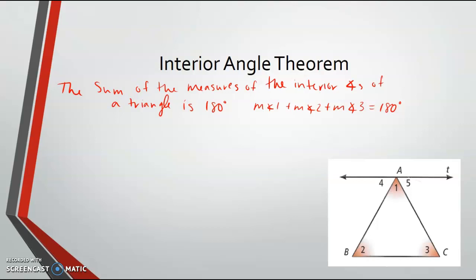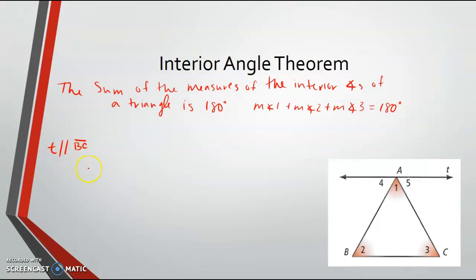Now, if you're sitting there going, but how? Why? Well, we just talked about parallel lines cut by a transversal. So using that and this image here, by the image, I know that line T is parallel to segment BC. So that is given to us.